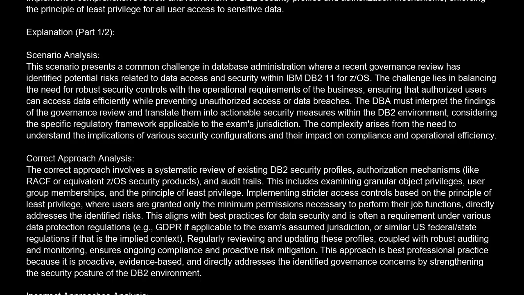The correct answer is A. Implement a comprehensive review and refinement of DB2 security profiles and authorization mechanisms, enforcing the principle of least privilege for all user access to sensitive data.